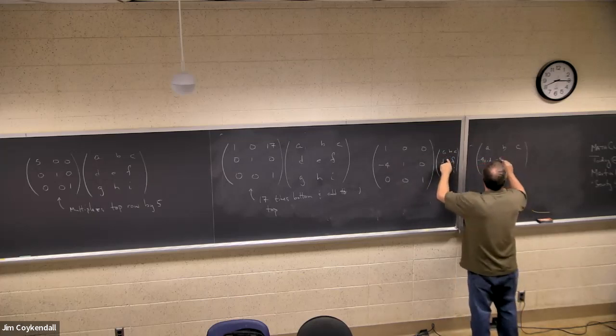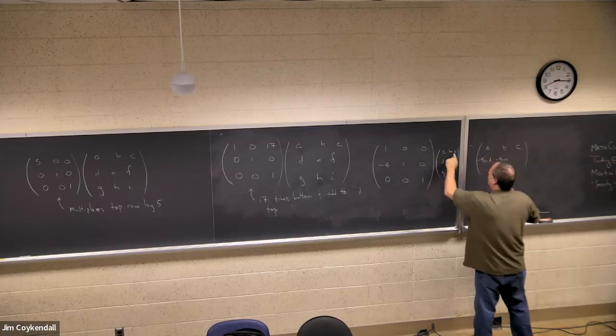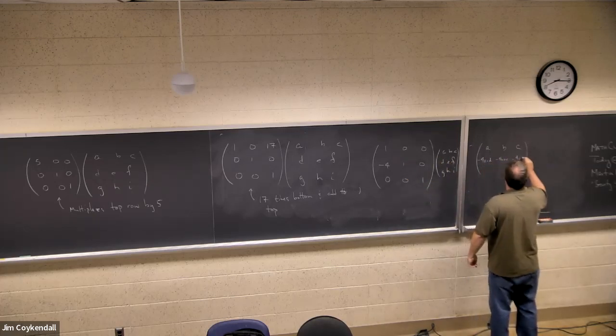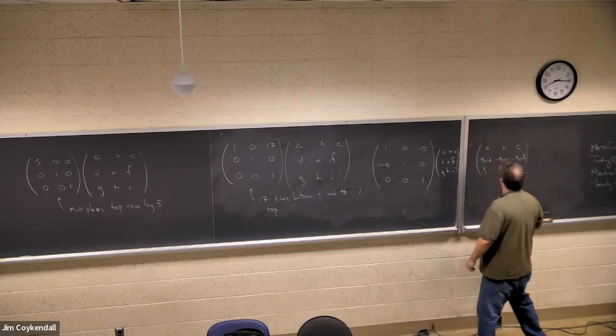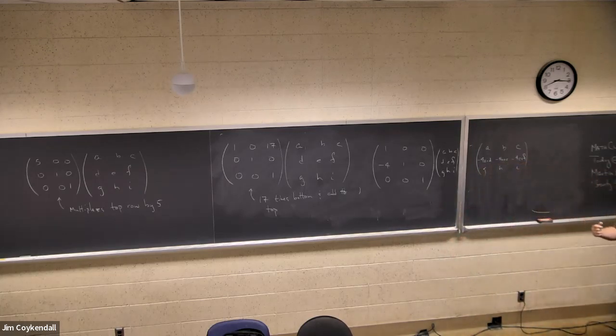-4B plus E. And -4C plus F. And then the bottom row is the same. So I took -4 times the top and added it to the middle. Do I agree with that?